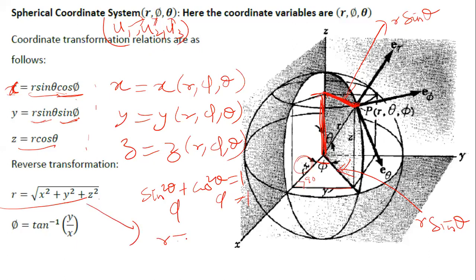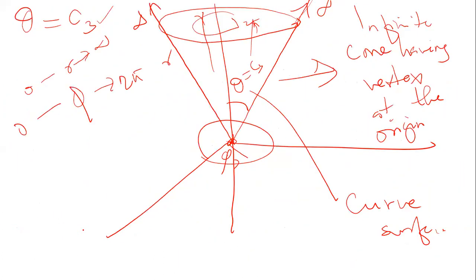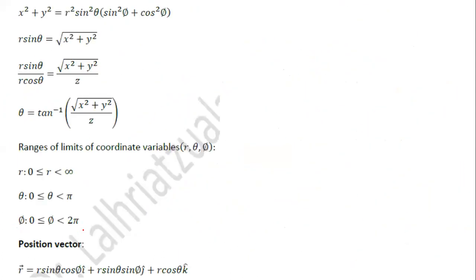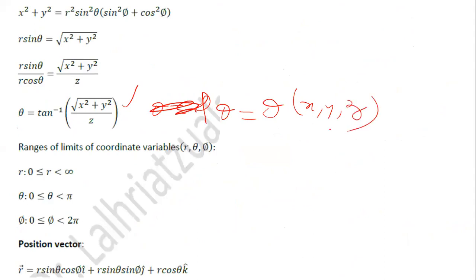Here you see that r can be expressed as a function of x, y, and z. And similarly, for your phi, you will get the transformation relation like this. Your theta also, this is the theta. Here you see that theta can be written as a function of x, y, and z. So if you follow all these steps, you can get the reverse transformation relation, which we normally express like this.